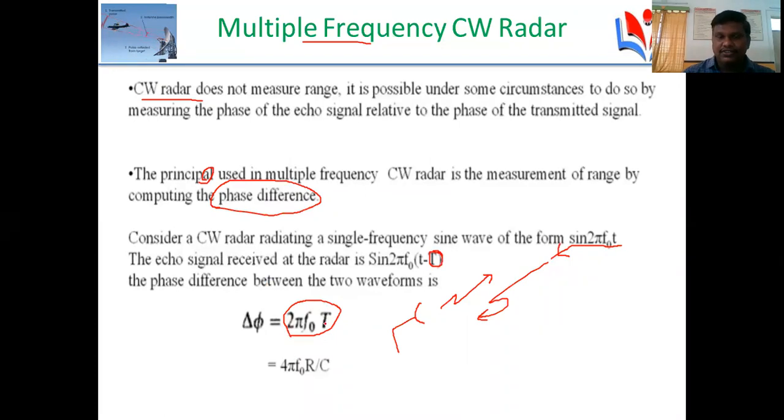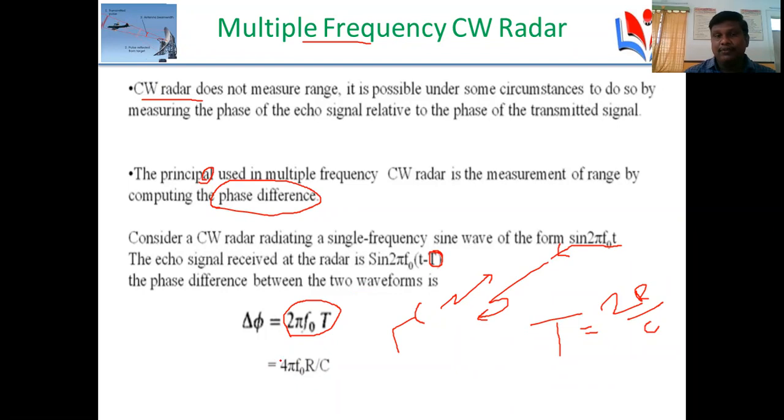So what is this t? It is the time taken to travel from the radar to the object and from the object back to the radar. That t is nothing but 2R by c. This is the basic equation of radar. Just by substituting t with 2R by c, we can rewrite the equation as delta phi equals 4 pi f naught R by c.